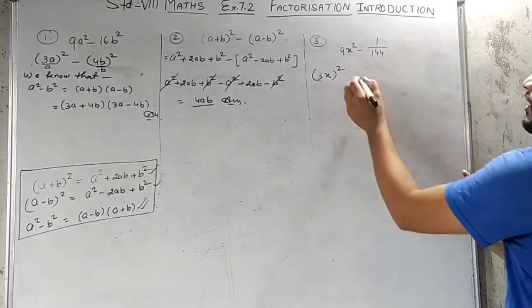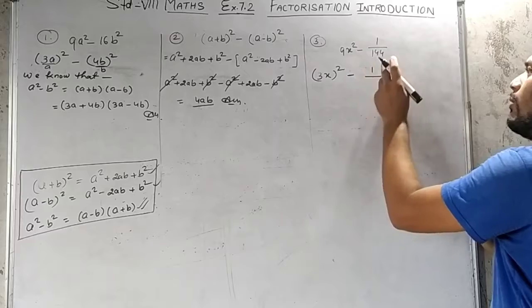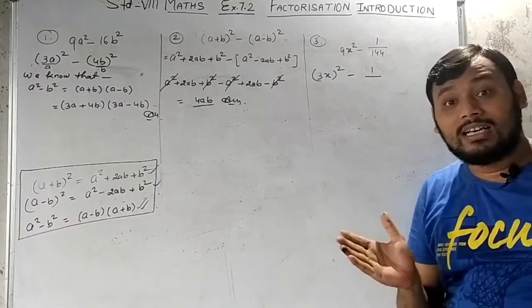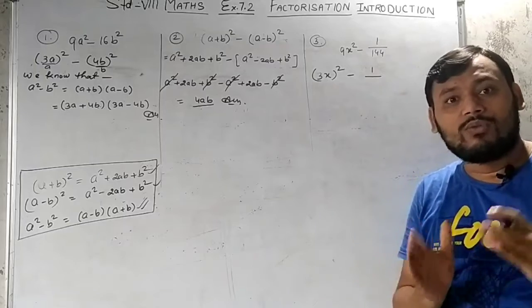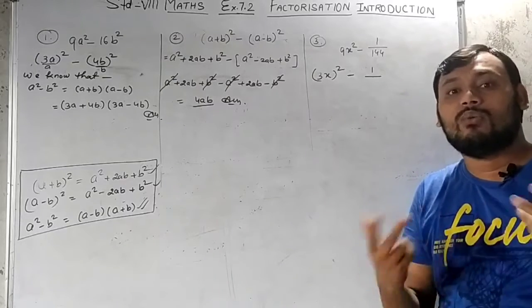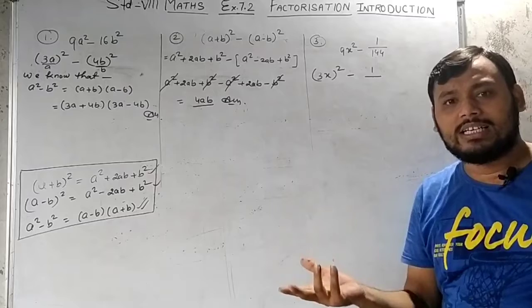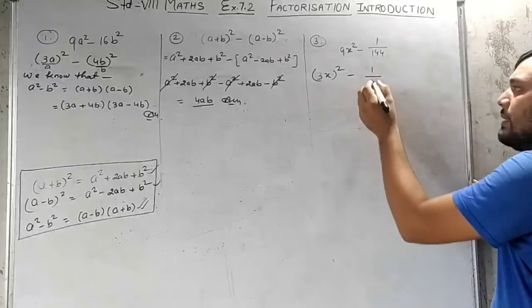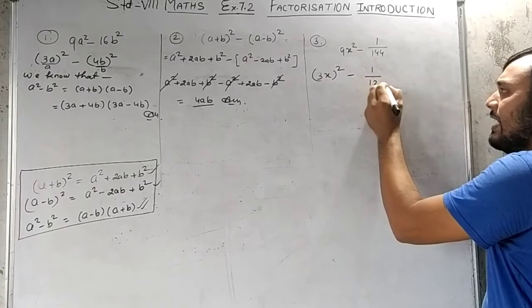Now this 144. 144 is the square of which number? If you know, then it's okay, and if you don't know, then let's have a look here. Suppose I know it directly, I can write here 12.